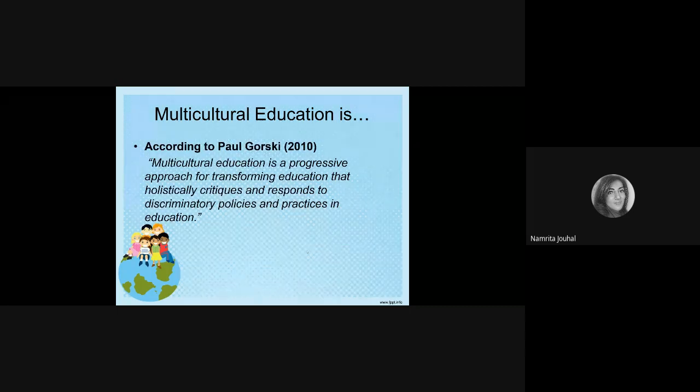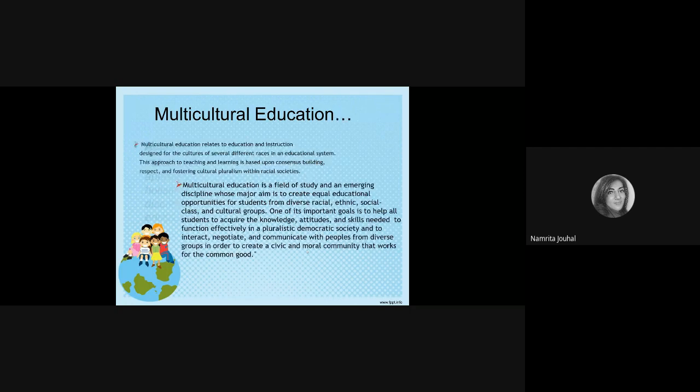Multicultural education is a progressive approach for transforming education that holistically critiques and responds to discriminatory policies and practices in education. Multicultural education relates to education and instructions designed for cultures of several different races in the educational system. This approach of teaching and learning is based upon conscious building, respect, and fostering cultural pluralism in racial societies.